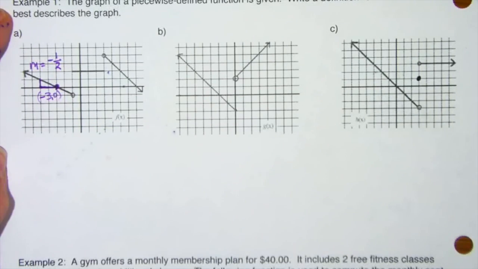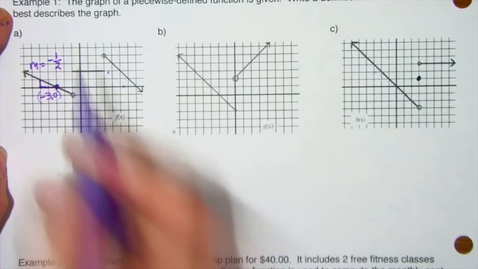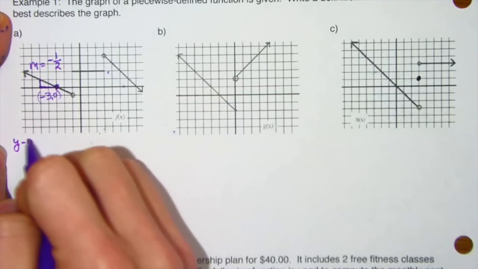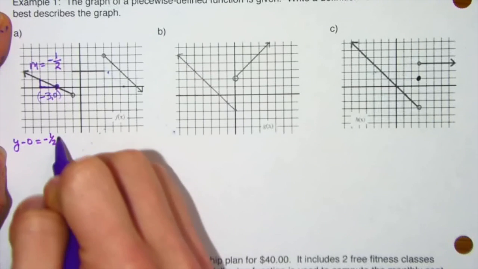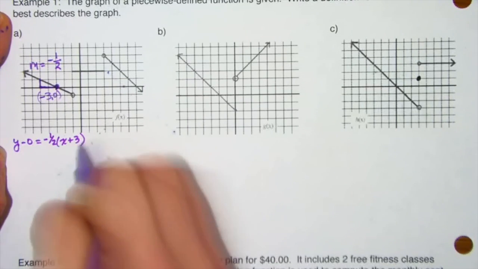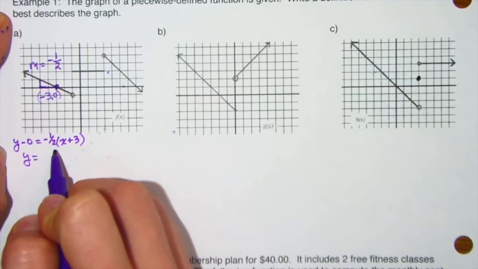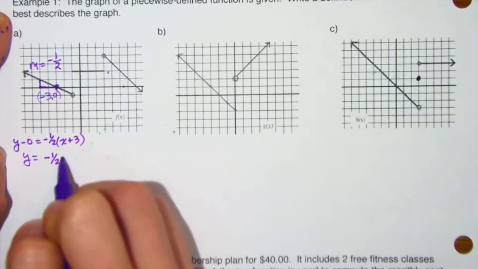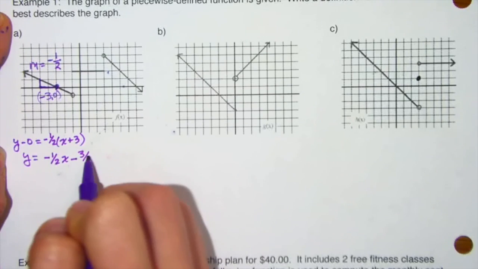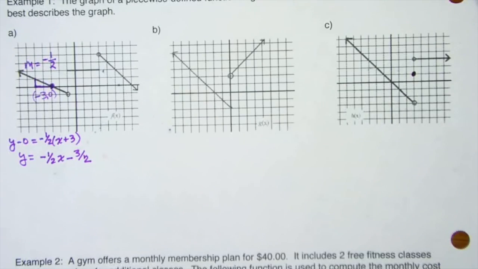I'm going to use point slope for us. So I get y minus 0 equals negative 1/2 times x plus 3. So then y equals, when you distribute the negative 1/2, you get negative 1/2 x minus 3/2. All right, so we have our first equation.